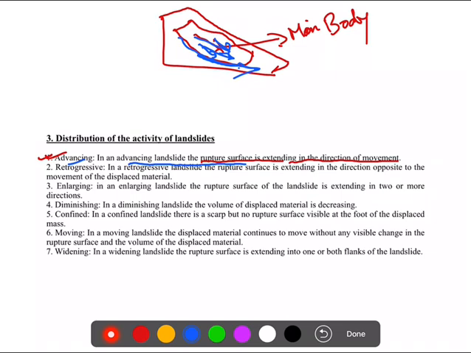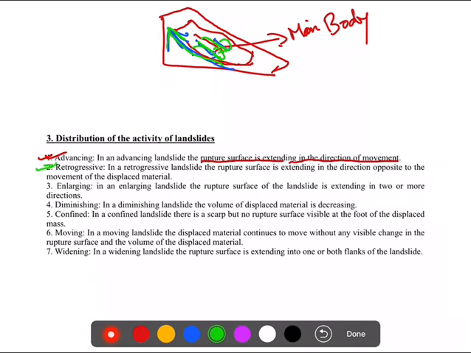Retrogressive landslide. What is a retrogressive landslide? It is the opposite of the advancing one, just remember that. The rupture surface is extending opposite to the movement of the displaced material. So if the displaced material is moving this side, then the rupture surface will extend the opposite side. The material is moving this side, but the rupture surface is extending that side. So that is called retrogressive.